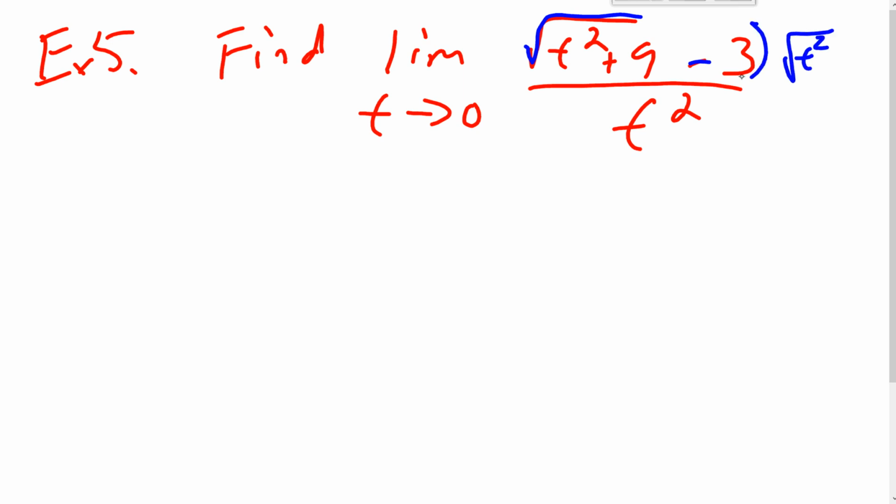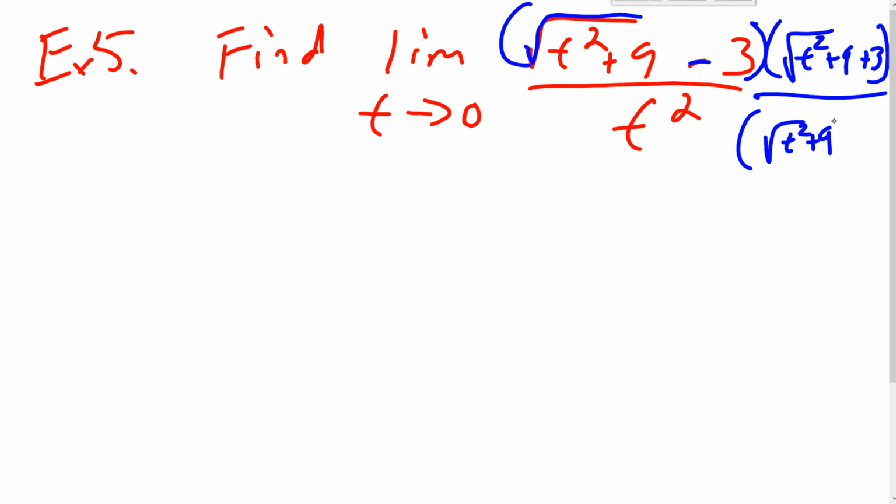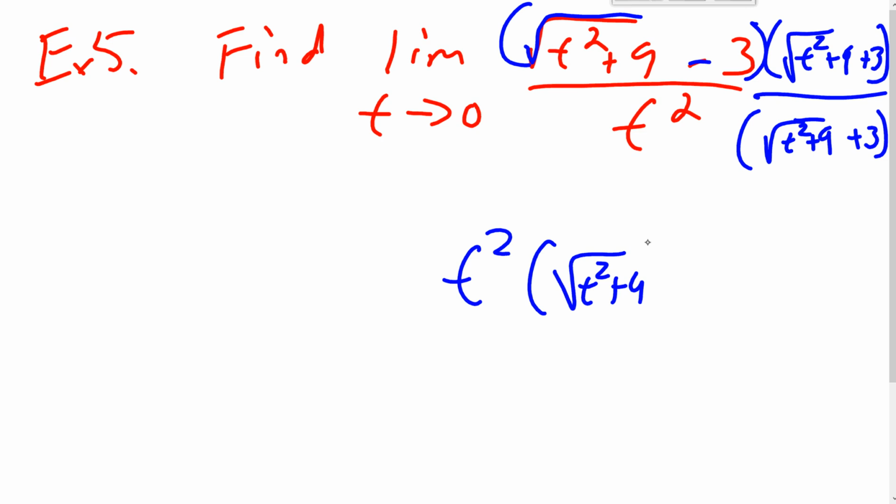So t squared, I'm going to multiply top and bottom by square root of t squared plus 9 plus 3, the conjugate. I'm going to do that on top and bottom, because what's nice is I don't have to actually FOIL the bottom, because I want to keep it as a product. Once I have the products, then I can cancel something on top that's the same thing on bottom. But on top, I'm going to have to FOIL that.